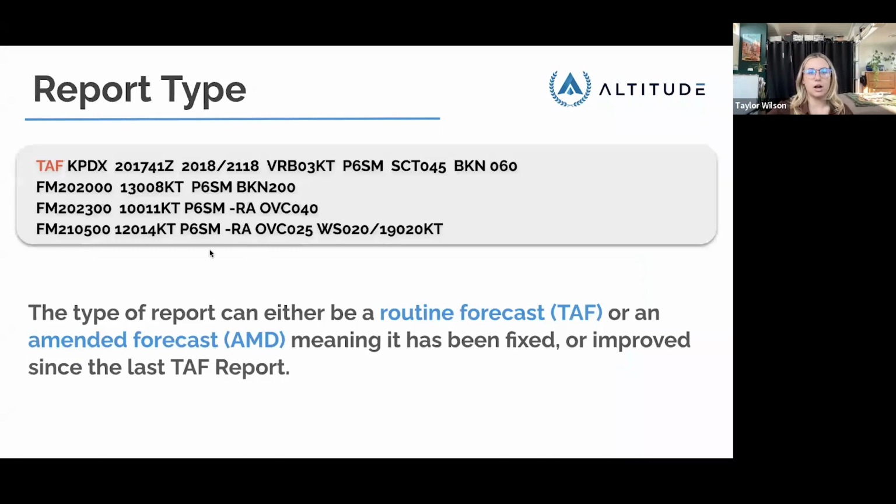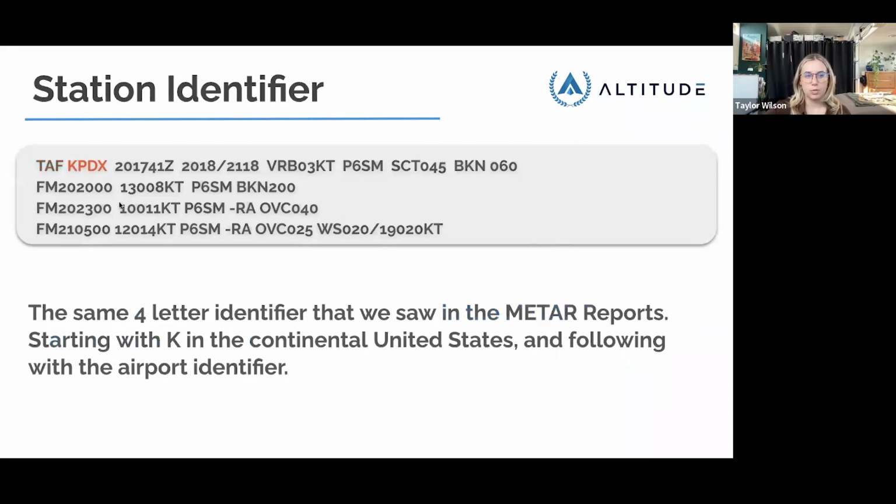All right, starting off, like I said, this pretty much follows the same kind of spread as our METARs with a few different things. So we'll start off, again, we've got the TAF, so it's a routine TAF, or if they need to amend a forecast, you would see AMD, meaning that they're either fixing it or weather might have improved since the last TAF report. We've got that same station identifier. So starting with the K and then PDX would be the identifier for that specific airport.